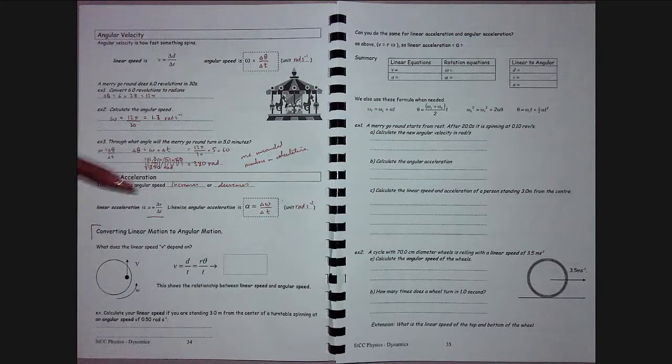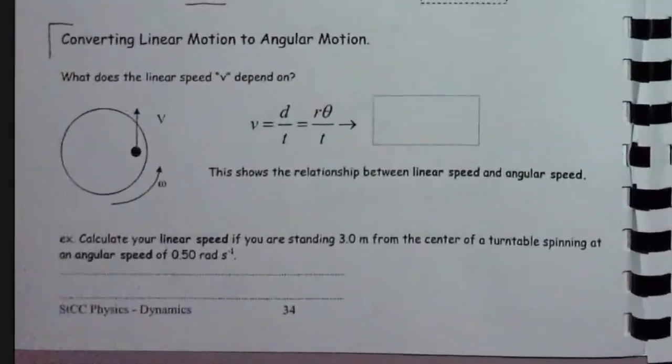Now, there are many situations where we are interested not in the rotation of the whole body, but in the motion of a particular point on the body. What we're going to do now is come up with a way of relating the rotational quantities, so the angular displacement, velocity, and acceleration, to the linear motion or translational motion of a single point on the rotating body.